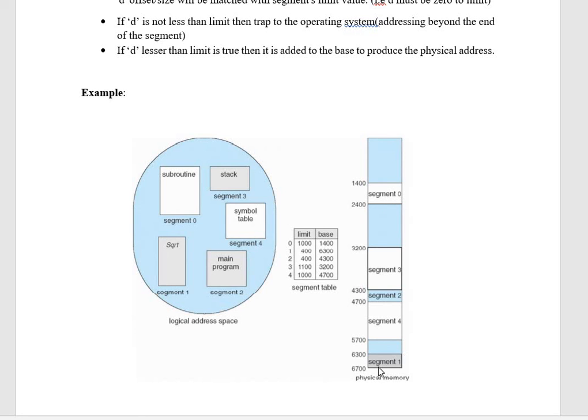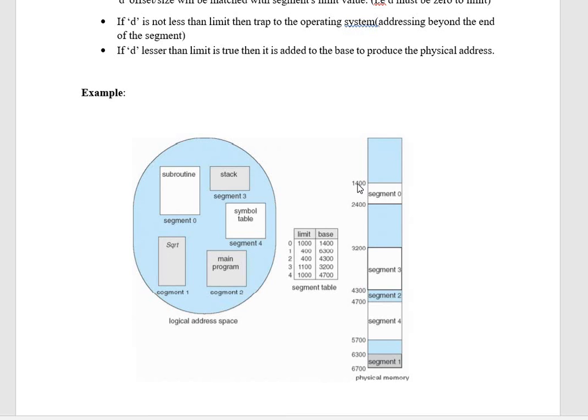Segment 1 has been fitted over here from address 6300 to 6700. In the same way, you fit all these segments wherever sufficient memory blocks are available on the physical memory. Once you fit those segments, we need to update the segment table. The segment table has limit and base address fields, so we need to find out the starting address and the length of each segment.